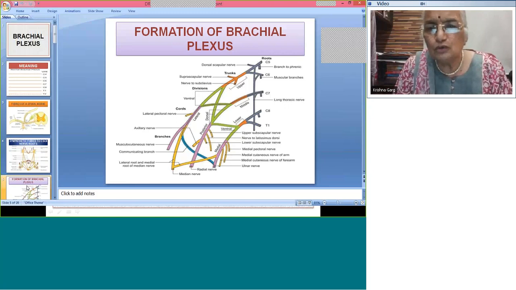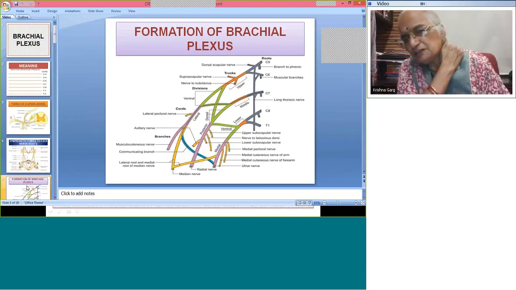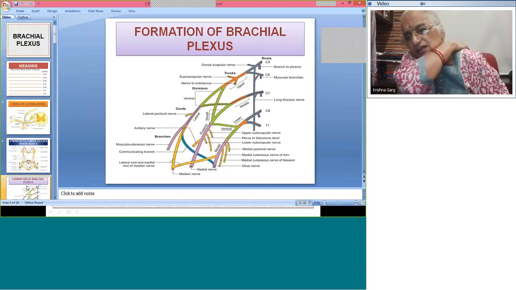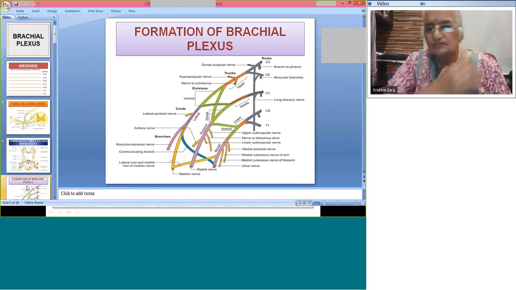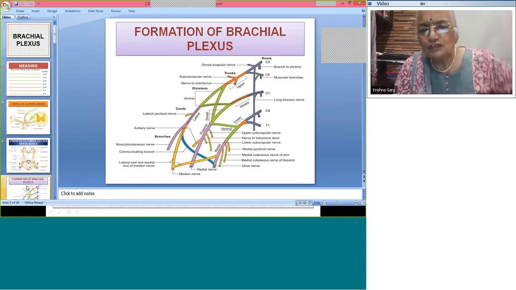Now coming to the trunk, only the upper trunk gives branches. One nerve is the suprascapular nerve, which supplies the supraspinatus and the infraspinatus muscles. The supraspinatus muscle helps in the abduction, 0 to 90 degrees of abduction, of the shoulder joint.